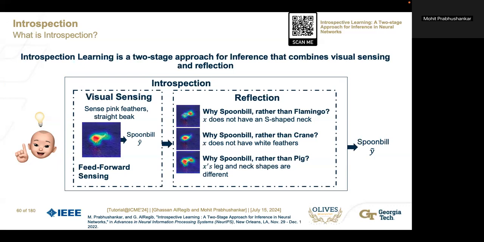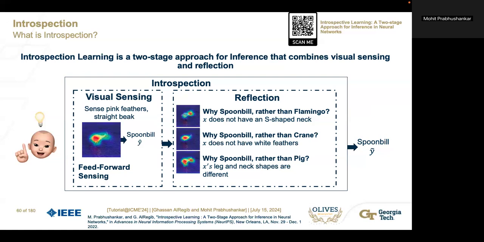We'll ask ourselves, why spoonbill rather than flamingo? Why crane? And so on. And we will then use the information that we asked ourselves in order to make a better and more well-informed decision. So that is essentially what introspection is, or at least the goal of introspection is. And the output of such introspection is that the decision that we make is generally more robust. It is better than what we would otherwise have as our outputs.